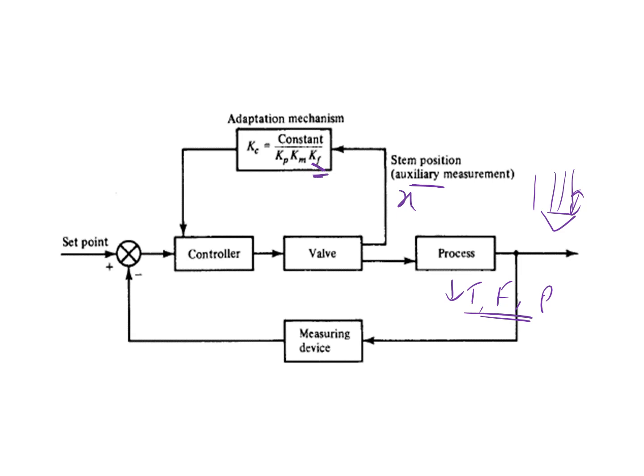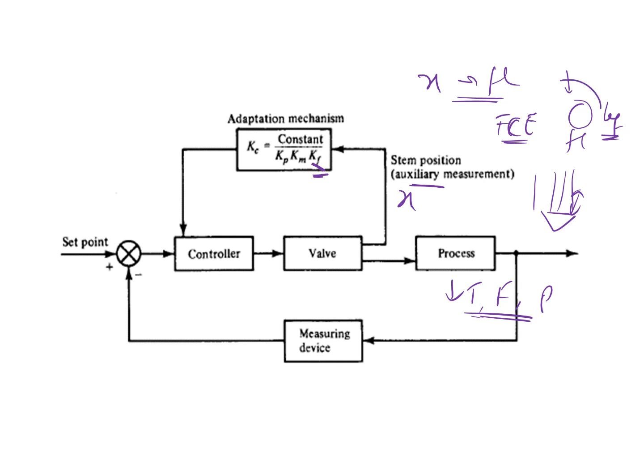Once it is addressed, it gives a new Kc value and gives that Kc value here. So this is a general process. Suppose there is any issue over here, we take an auxiliary measurement of stem position. The stem position is given to this, and we know that for the final control element of a control valve, the input is the stem position and the output is the flow rate. So in this case, we can find out the gain.